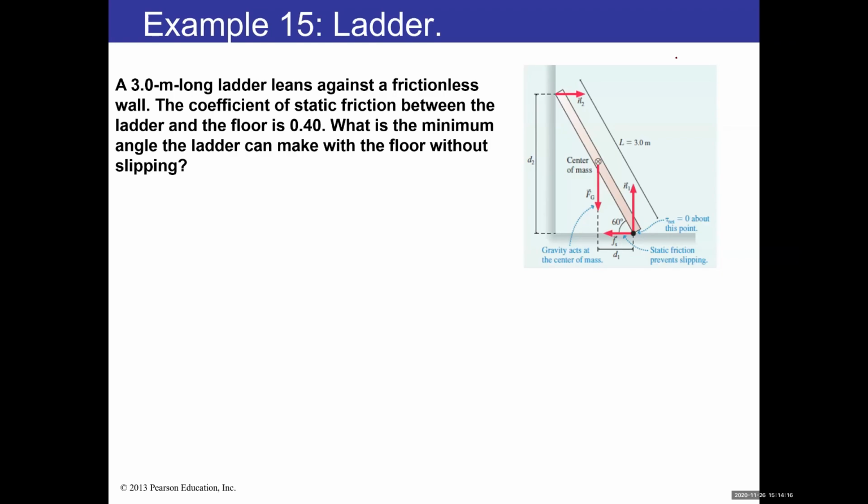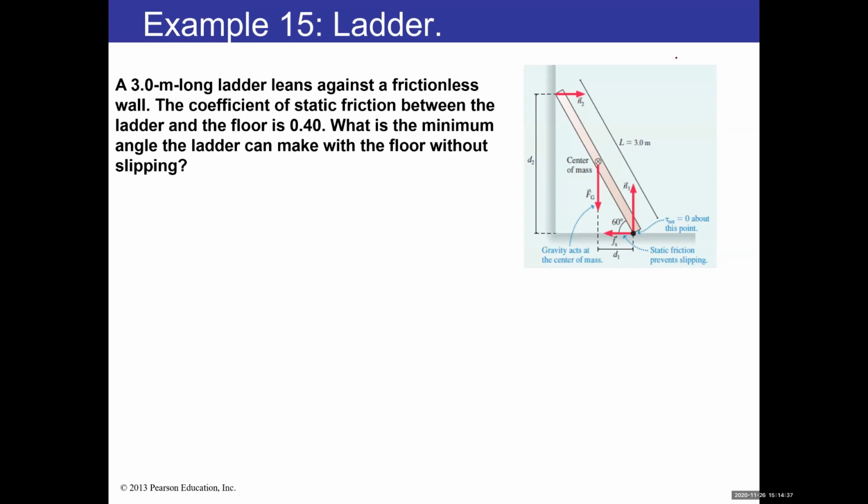All right, here's another example. This is also a typical example where we have a ladder leaning on a wall, right? Basically, the friction from the wall and from the floor prevents it from sliding. So it's in a static equilibrium. All right, so let's look at it.